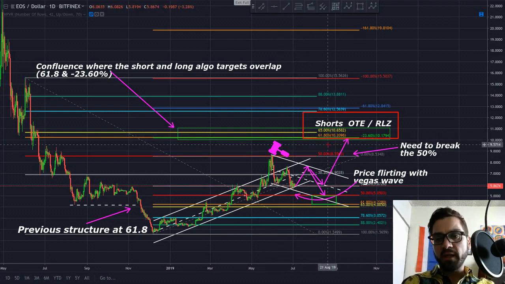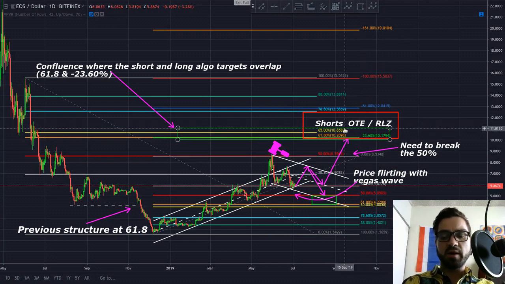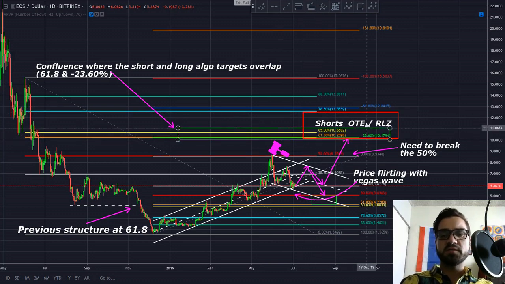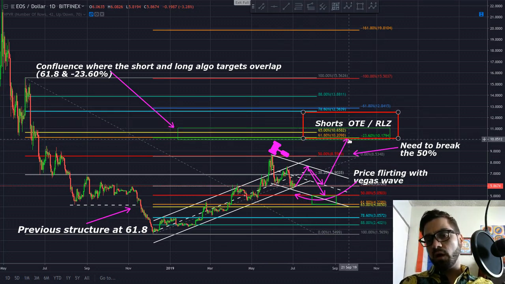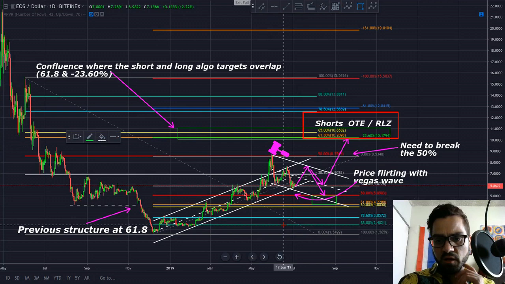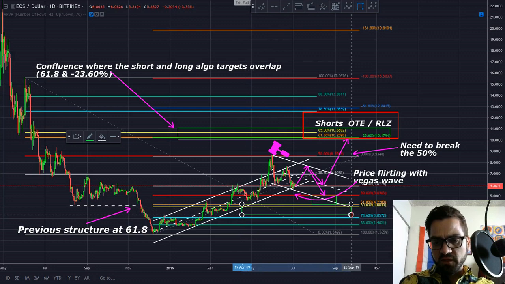Another thing to consider in addition to all this: maybe you guys do know the OTE and RLZ concept, perhaps not. This is basically the 61.8 all the way up to the 78.6 level, the optimal trade entry zone or the reload zone. Shorts will reload around this zone, so this is again what causes resistance here. And from the long side, we would have the reload zone or the OTE anywhere from the 61.8 down to the 78.6.